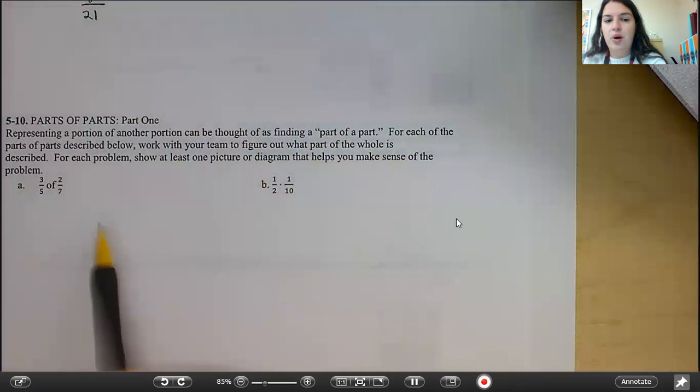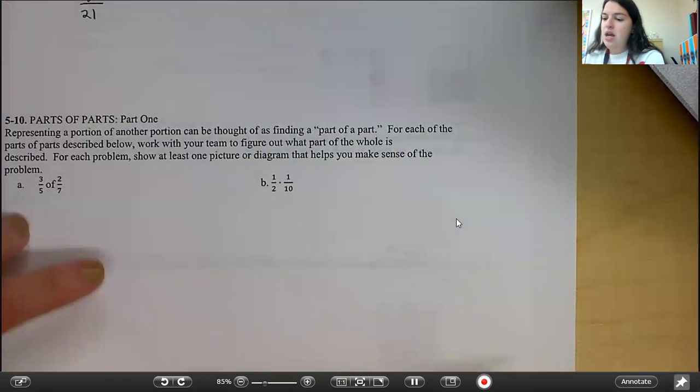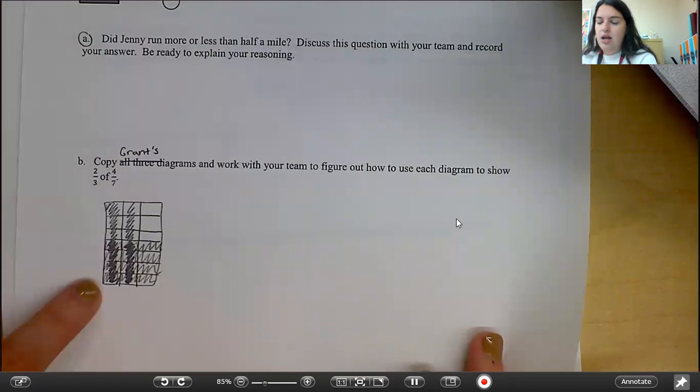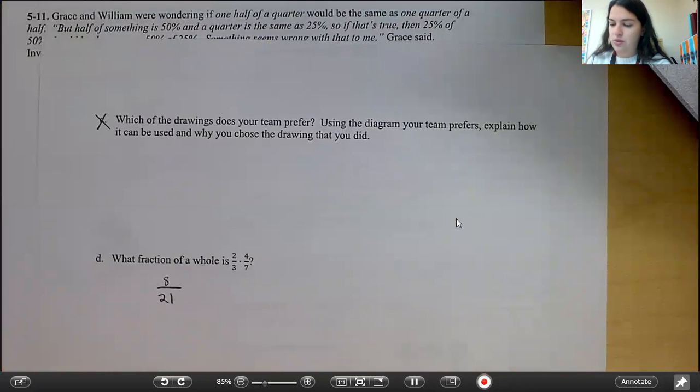So you're going to do both of these problems, A and B, 3/5 of 2/7 and 1/2 times 1/10, and you are going to use a diagram like we did over here with Grant's drawing to help you solve those problems. We are going to save those and talk about them in class when you return.